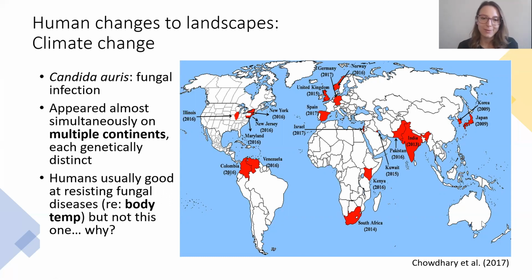Remember that humans are usually really good at resisting fungal infections because of our body temperature, but not this one. This one seemed to evade the natural barrier of our body temperature. It seems able to do well even at 36 or 37 degrees Celsius inside the human body. So why was this? Well, they think that because of the overall warming climate, over time the fungus will naturally evolve, right? They'll have evolutionary advantages for particular traits that allow them to resist higher and higher temperatures.